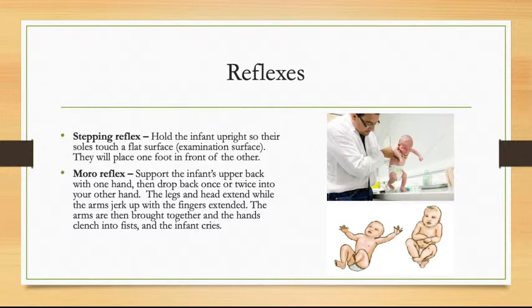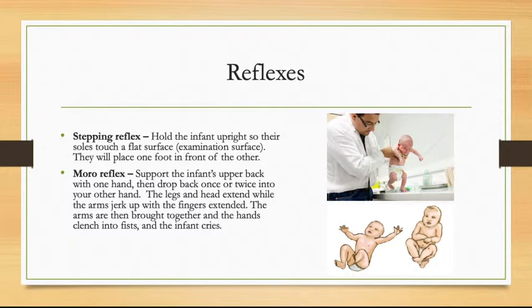The next one you need to do is the Moro reflex. Before you do it, you need to tell the parents that you're going to do this test and that you're going to drop their baby, but in a safe and controlled manner, so they don't get surprised when you do it in front of them. What you need to do is support the infant's upper back with one hand, and your other hand is in a much lower position. Once you're satisfied that everything's safe, you can drop the hand that's supporting the baby down towards your other hand.